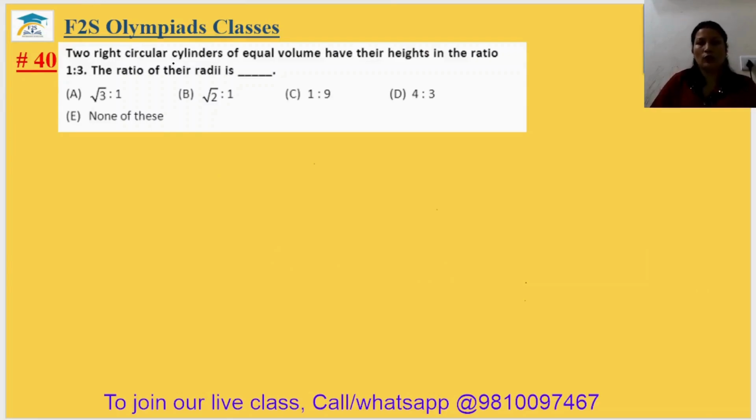Question number 40. Two right circular cylinders of equal volume have their heights in the ratio 1:3. The ratio of their radii is. So volume is given same and we have to just find the ratio of their radii, ठीक है, and ratio of the height is given.